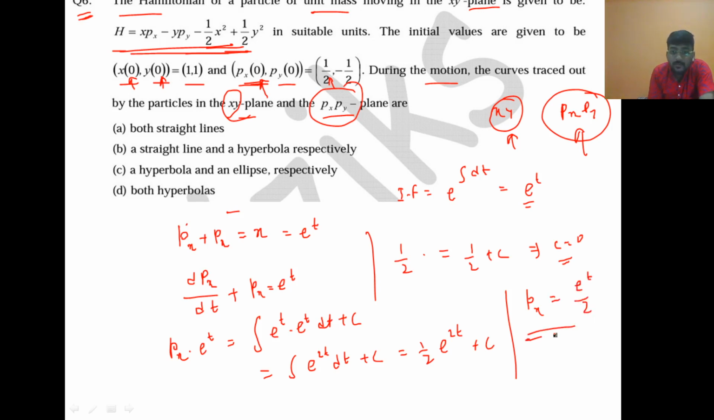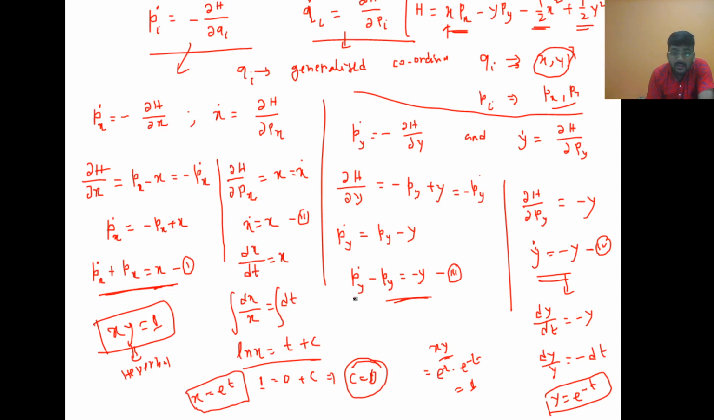Okay. Similarly, we can find py also from the other equation. And what is the equation? The equation is py dot minus py is equal to minus 1. So let me solve this also. That is py dot minus py is equal to minus 1.